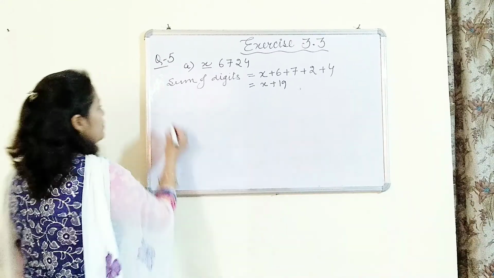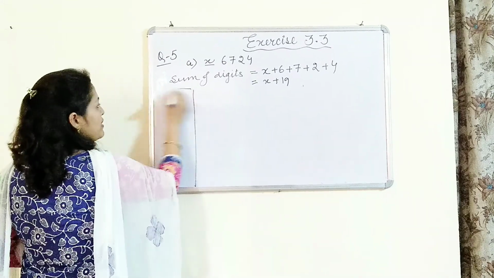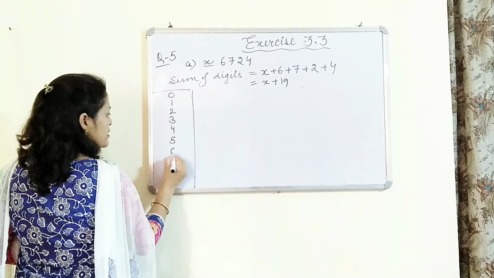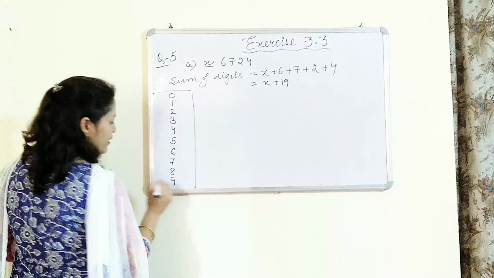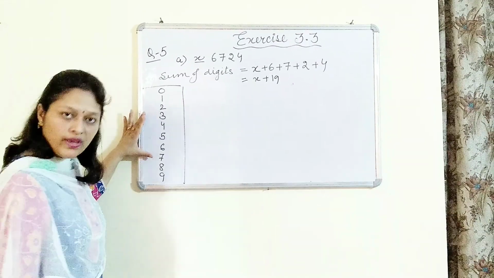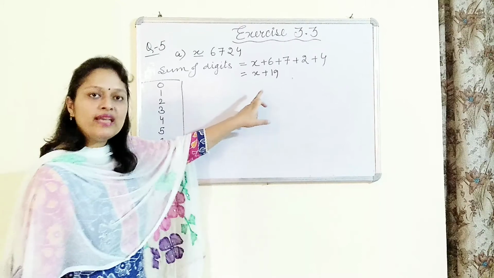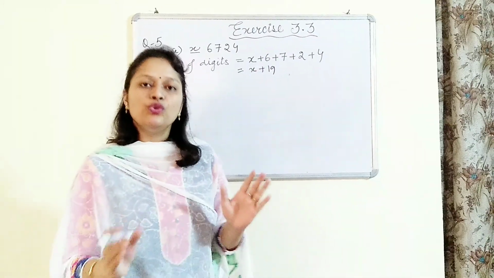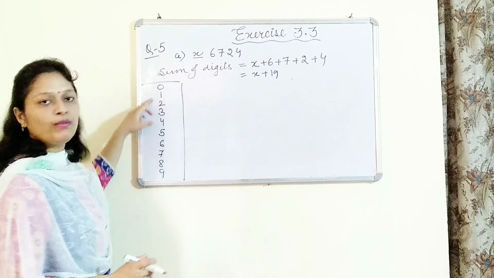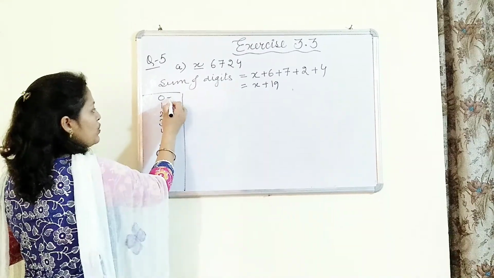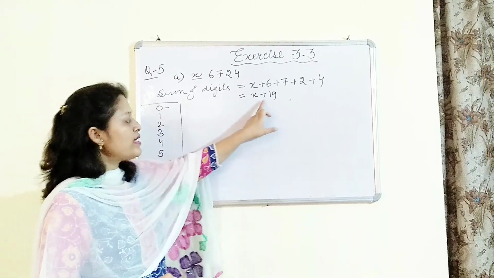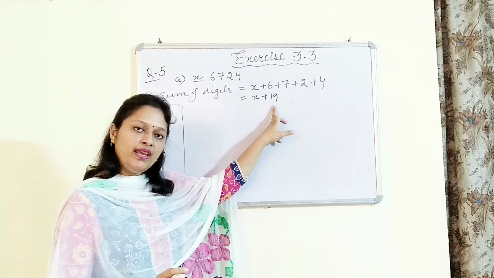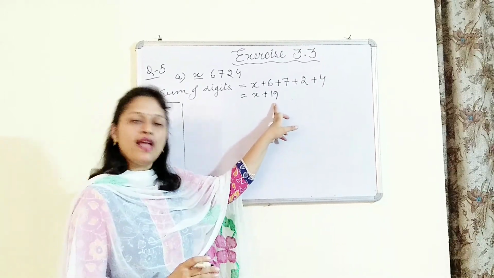Now these are the values which can be written over here: 0, 1, 2, 3, 4, 5, 6, 7, 8 and 9. These are the digits. Now you have to find 2 digits, one is smallest and one is greatest. To find the smallest digit, we will start from here. If we take x is equal to 0, then 0 plus 19 will be 19. Is 19 divisible by 3? No. So we cannot take 0.